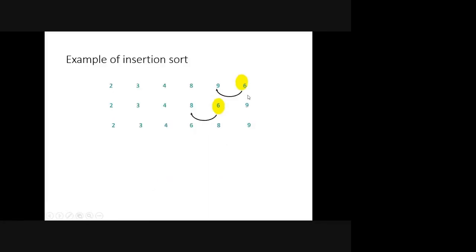Now 6 comes up. When 6 comes, once again 6 will be compared with 9, it gets replaced. 6 will be compared with 8, it will be replaced. The other elements are already in the correct position, but anyway checking happens. There will not be any swapping. So finally, all the elements are getting sorted.